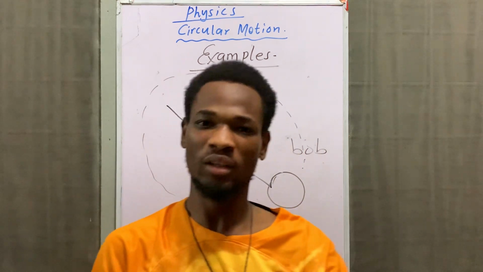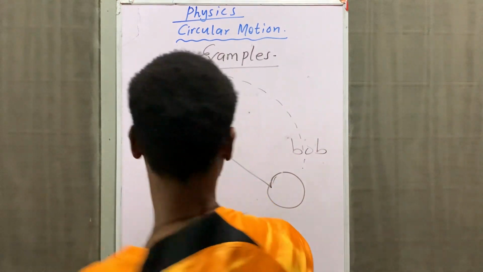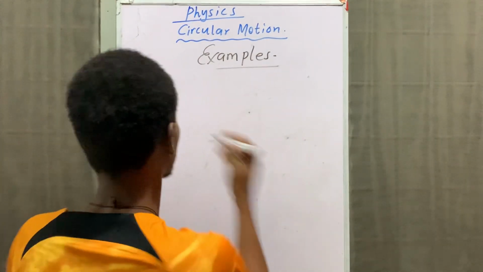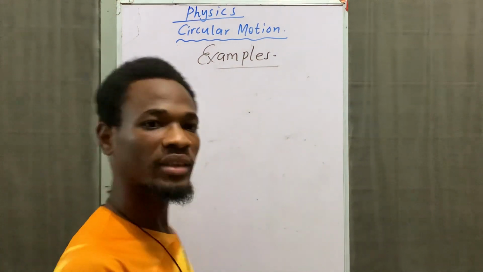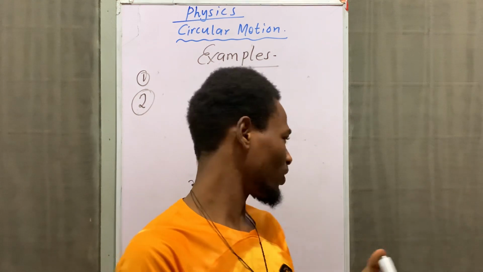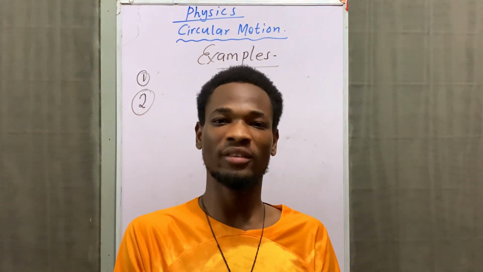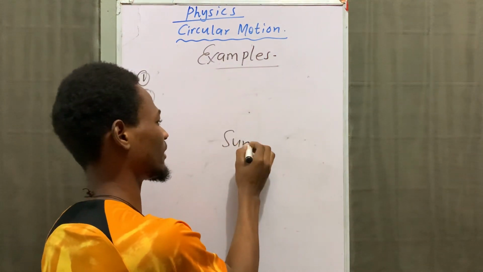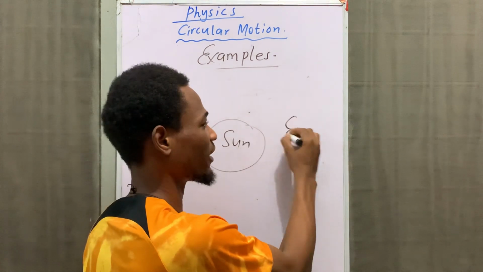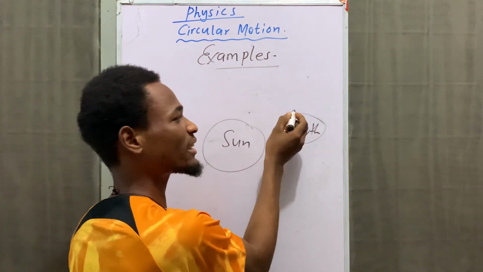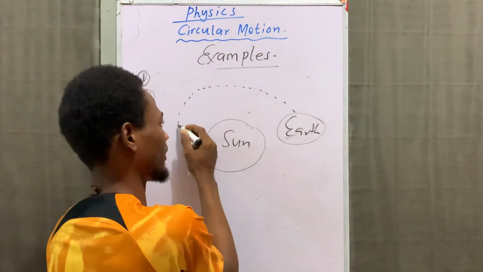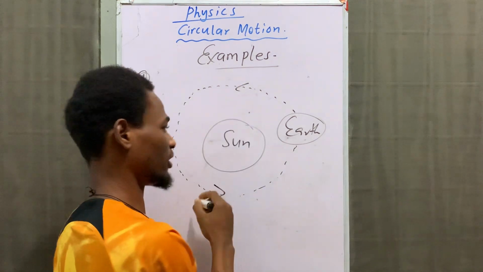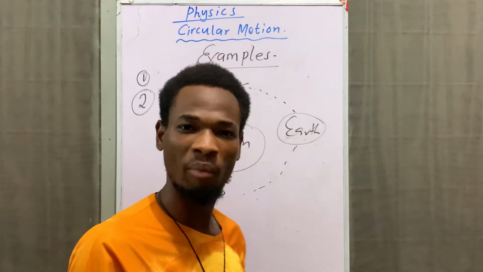So that is our first example. Our second example is, let's say you have the motion of the earth around the sun. So let's say if this is the sun and the earth is somewhere here, so this will now revolve around the sun in a circular manner. You see? So by so doing, it is also performing a circular motion.